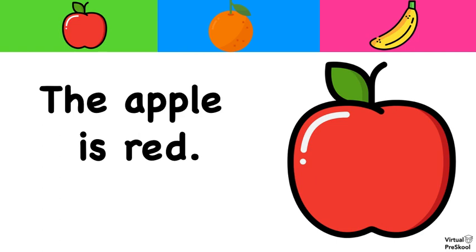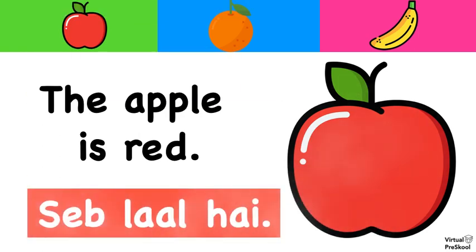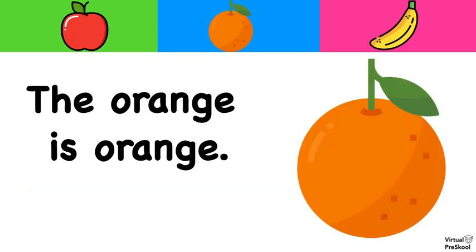Now what about this one? The apple is red. How would we say this in Hindi? Okay, we would say seb lal hai. Seb lal hai, because apple is seb, we just learned, and red is lal. Seb lal hai.